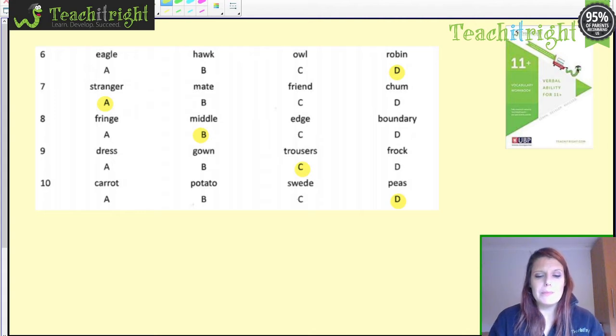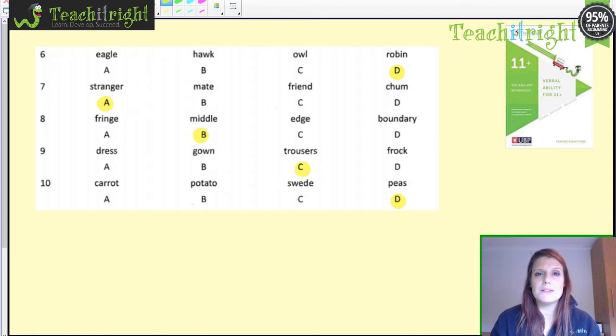Number 6 was robin. The others are birds of prey. Number 7 is stranger. This is because the others are synonyms for friend. Number 8 is middle. The others are boundaries, referring to an edge. Number 9, trousers. Quite self-explanatory there.